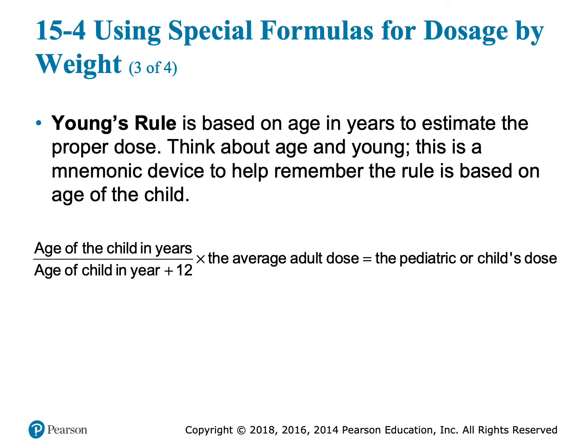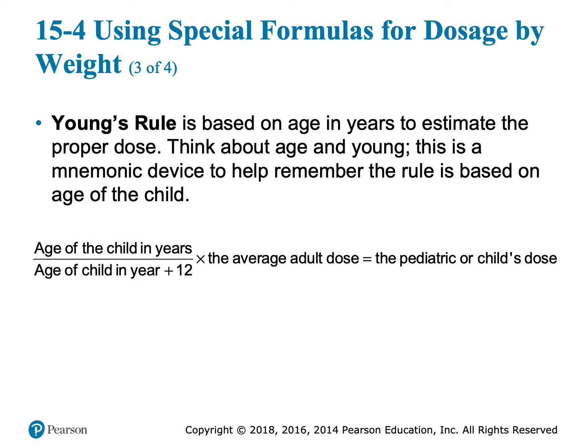Now let's look at the formula for Young's rule, which is the standard, right? Young's rule is based on age in years to estimate the proper dose. So the formula for Young's rule is sometimes easier to remember if you think about age and young. This is a mnemonic device to help us remember that the rule is based on the age of the child.